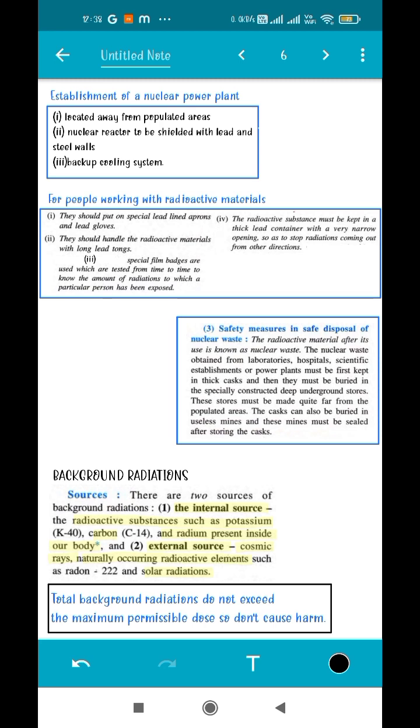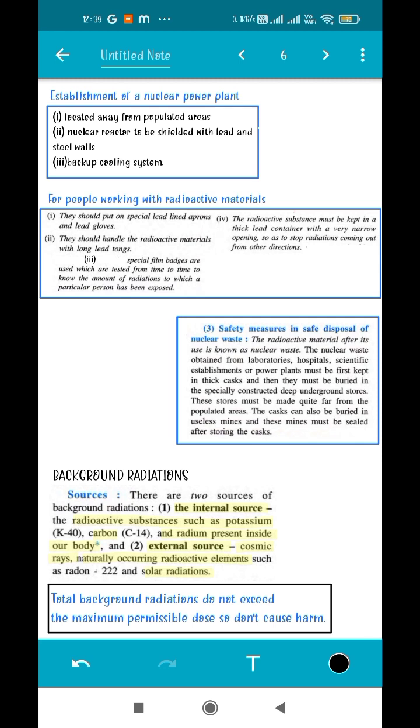Now, there is another term which is known as background radiation. Although we take so many safety precautions while handling nuclear waste and such, we are all always exposed to certain radiations. There are two such sources. One is from inside, internal, and the other is outside. Internally we have a lot of ions or metals in our body which are radioactive in nature, such as potassium, carbon, radium, etc., which are present inside our body, in our bones, in our blood, etc.